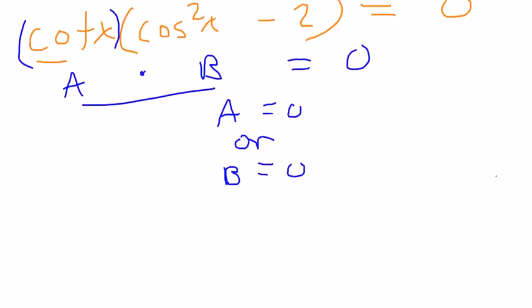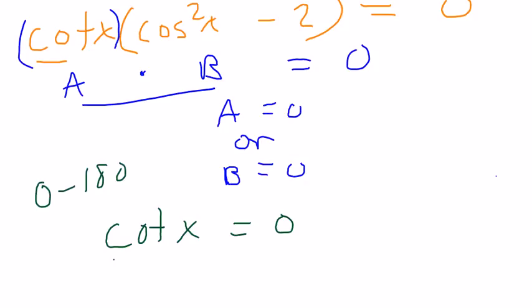So let's, for the first part, just assume that the first part is 0. Cotangent of x equals 0. Well, if that's the case, we just look on our sheet. When does cotangent equal 0? And because it's cotangent, we're only going to look between 0 and 180. And that happens at 90 degrees. So this would mean that x equals 90. And because it's cotangent, we're going to add 180, because cotangent repeats every 180 degrees. That's one of the answers.